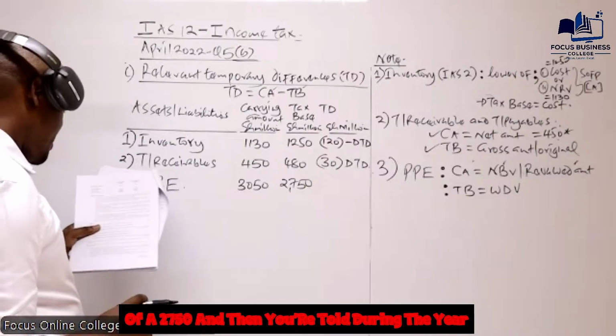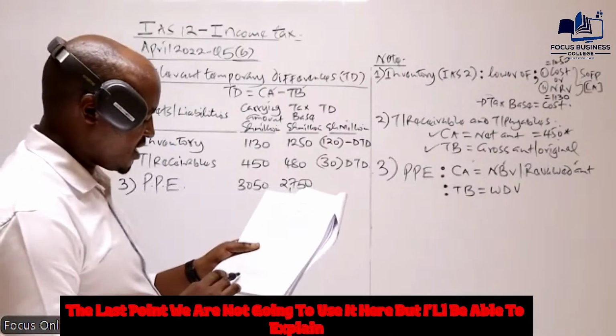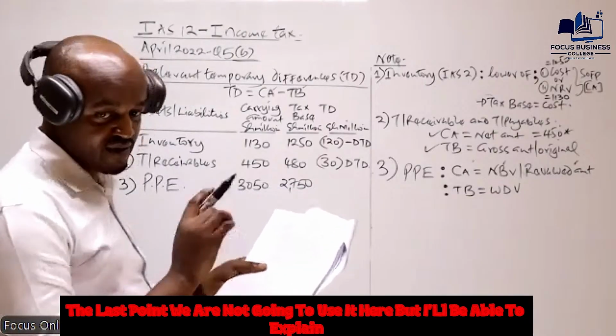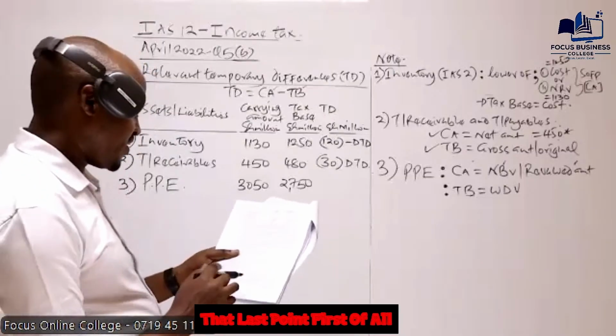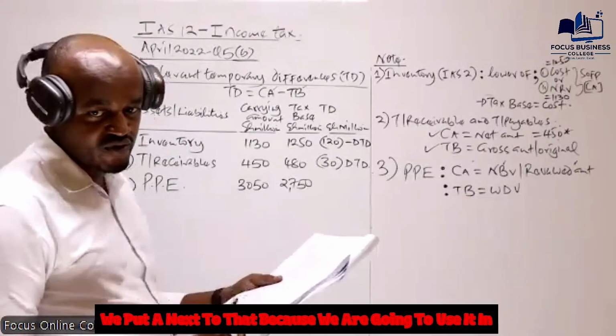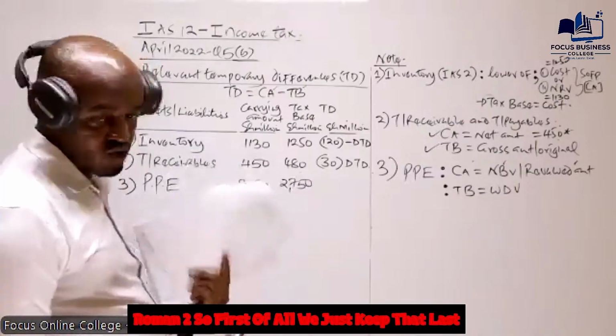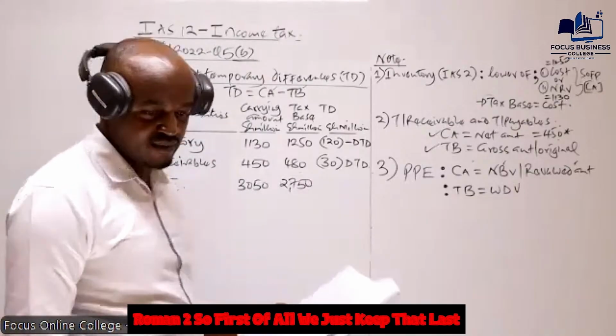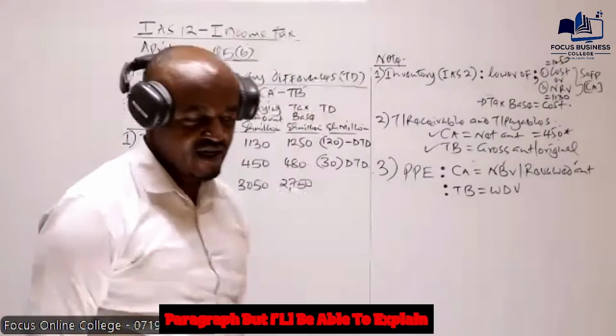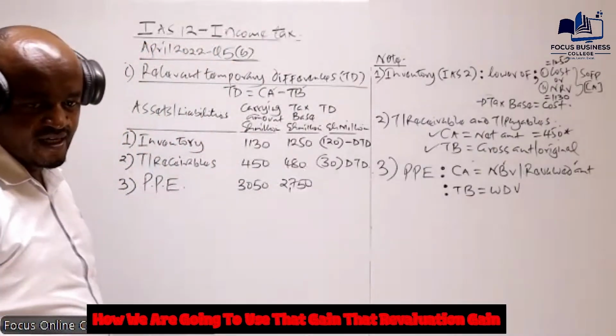And then you're told during the year, I'll be able to explain the last point. We are not going to use it here, but I'll explain that last point. First of all, we put an X to that because we are going to use it in answering Roman 2. So we just keep that last paragraph, but I'll explain how we are going to use that gain, that revaluation gain.